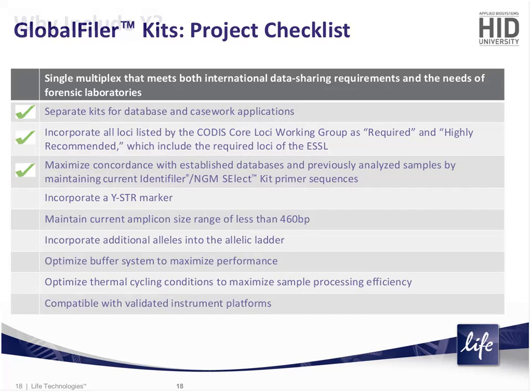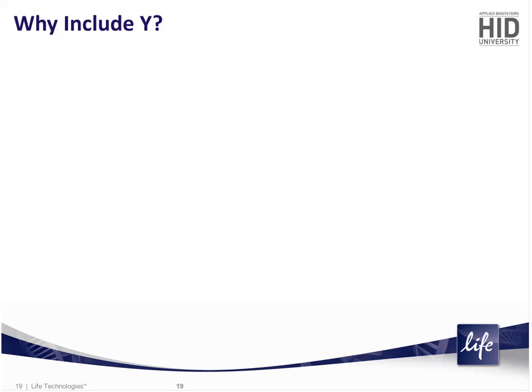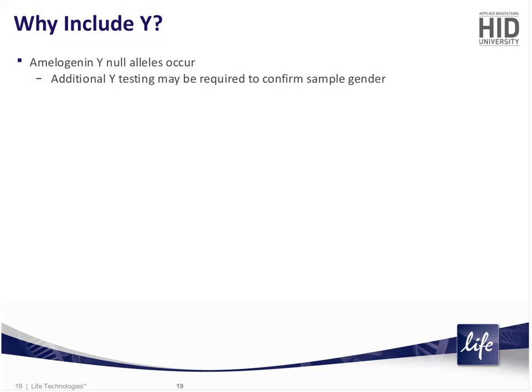So let's move on and take a look at the additional Y marker, because this has been a cause of query and questions for the laboratories that we've spoken to. And so probably the real question is, well, why include a Y? Well, we do know from the extensive population studies that have been conducted that amelogenin Y null alleles do occur. And when this is the case, the laboratory generally does need to confirm the gender of that sample, and so additional Y testing may be required to confirm the sample gender.